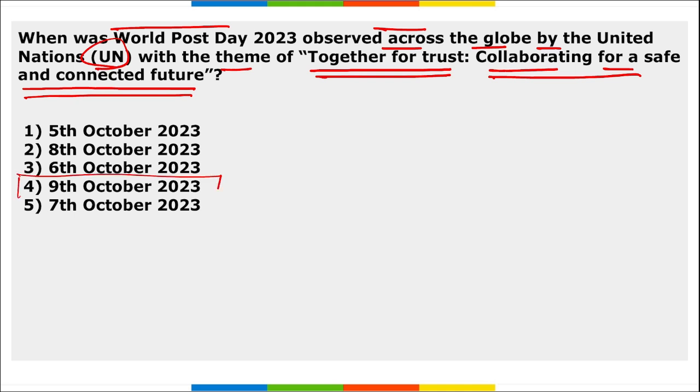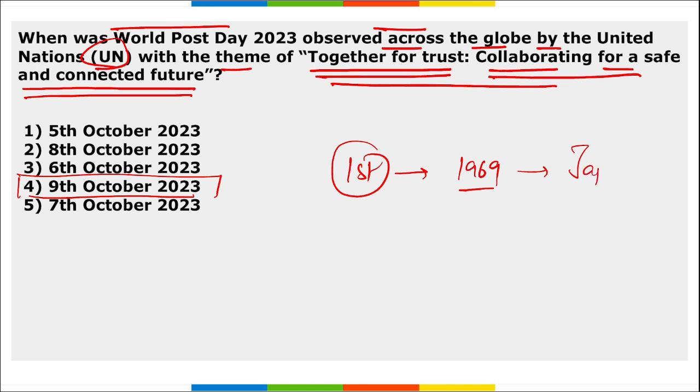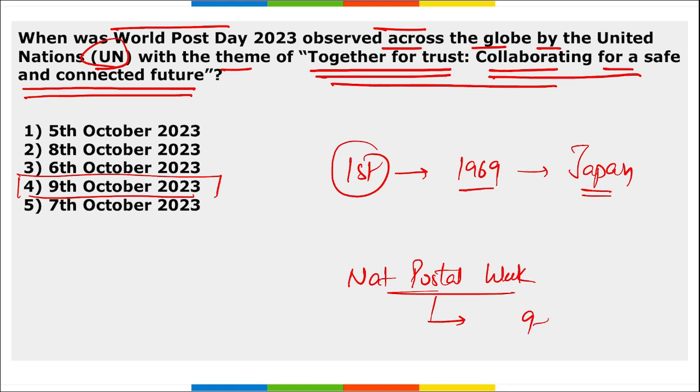It is on 9th of October every year that we observe World Post Day, and the theme here is Together for Trust, Collaborating for a Safe and Connected Future. For the first time, World Post Day was observed in 1969, where? In Japan. Right? And National Postal Week is annually observed across India from 9th to 13th of October.